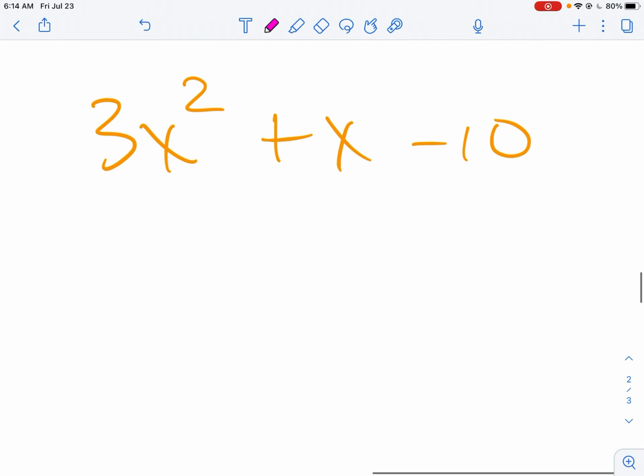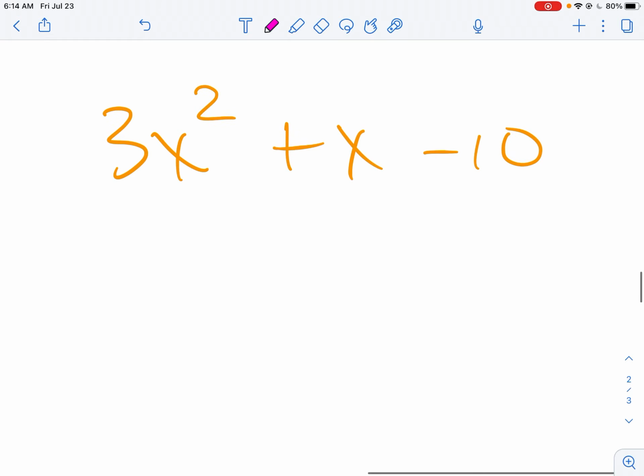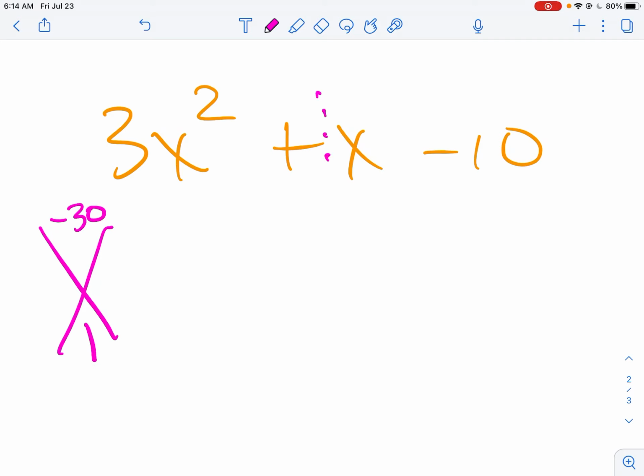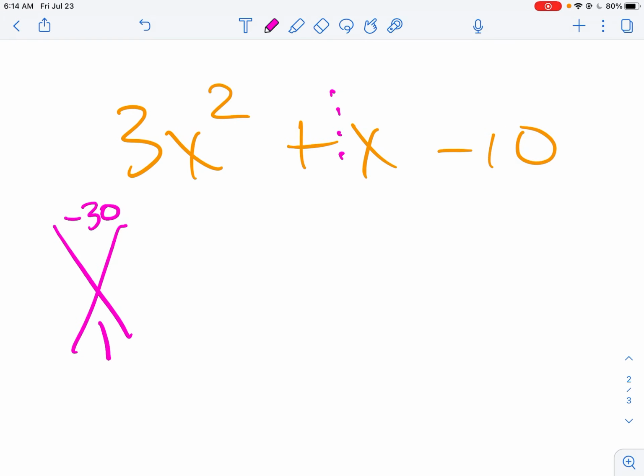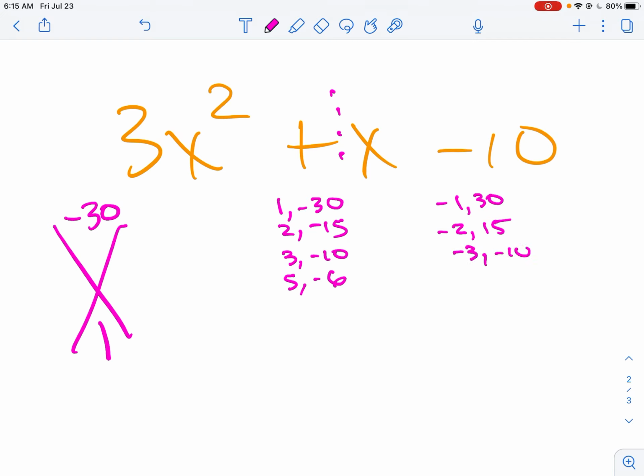And last but not least, I want to do this again, and I'm just going to go ahead and use this. I would get negative 30 and would add to 1 because there's an invisible 1 right there. What are my factors of negative 30? Well, I have 1 and negative 30, 2 and negative 15, 3 and negative 10, 4 doesn't go in, 5 and negative 6. Or it could have been negative 1 and 30, negative 2 and 15, negative 3 and 10, or negative 5 and 6.